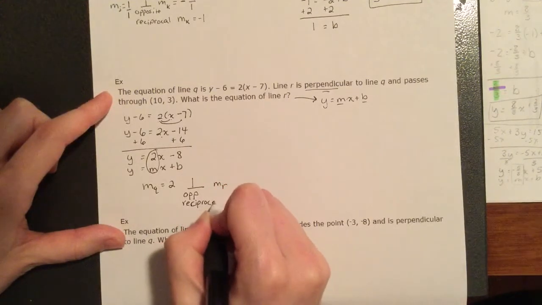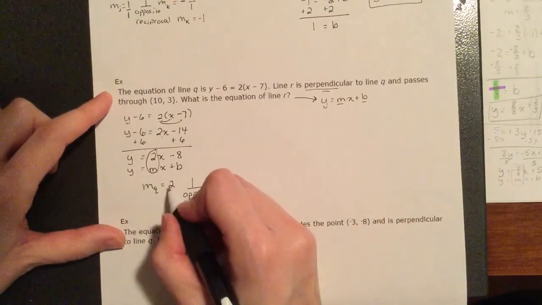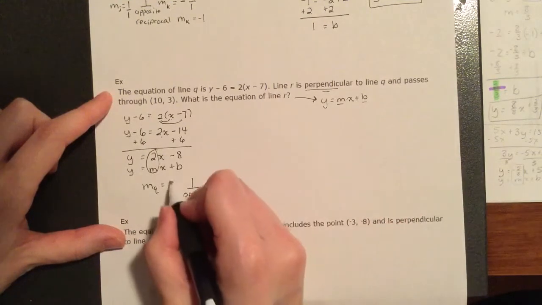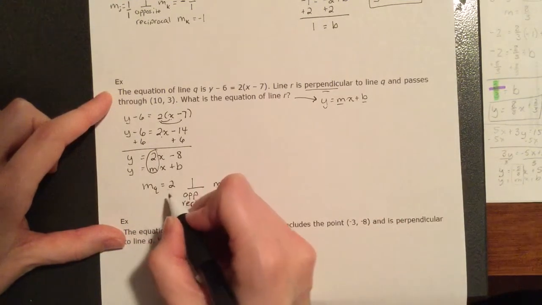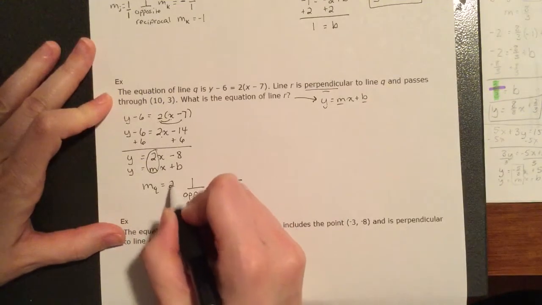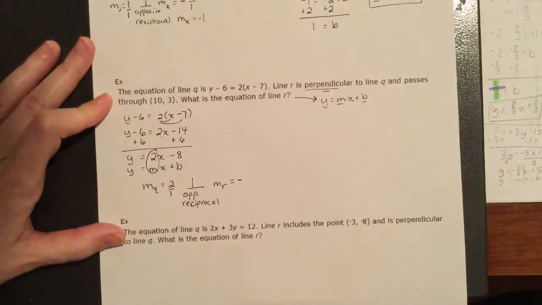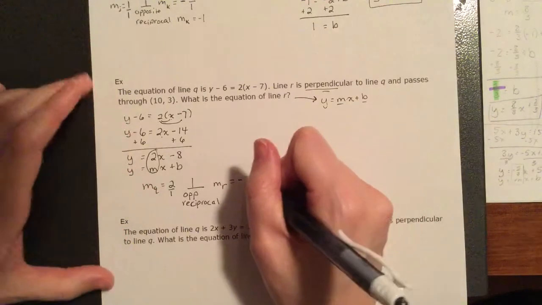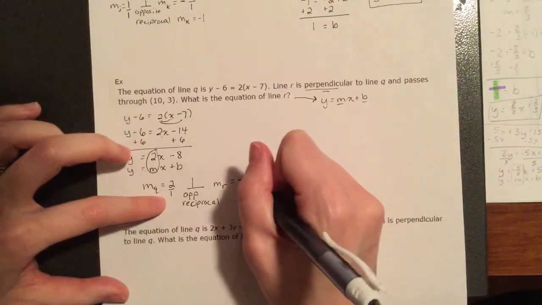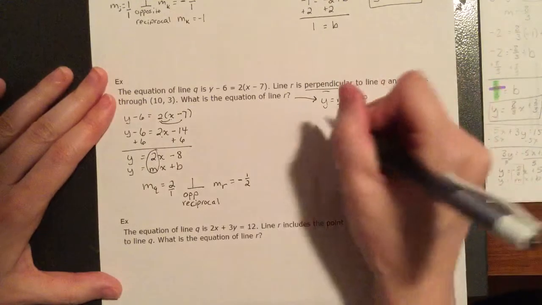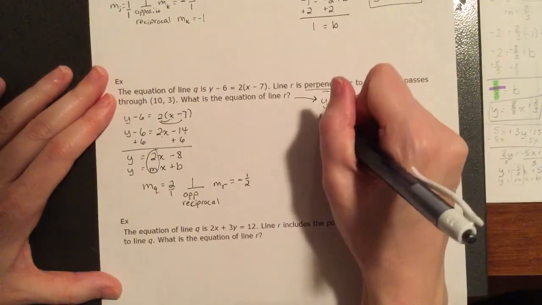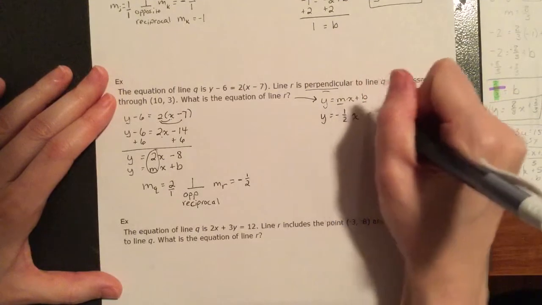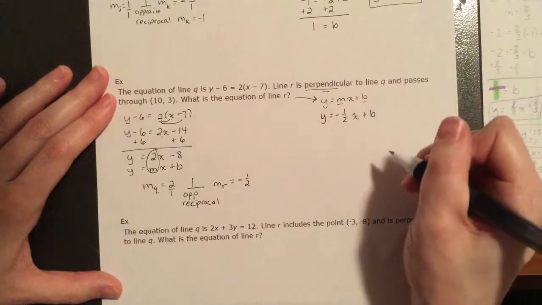So opposite of a positive 2 is a negative, and then I've got to flip this, but it's just a whole number 2. So to flip it, I make it a fraction, put it over 1, and then if I flip the 2 over 1, it's going to become 1/2. So plug that in for my new equation, r. Y is equal to negative 1/2 x plus b.